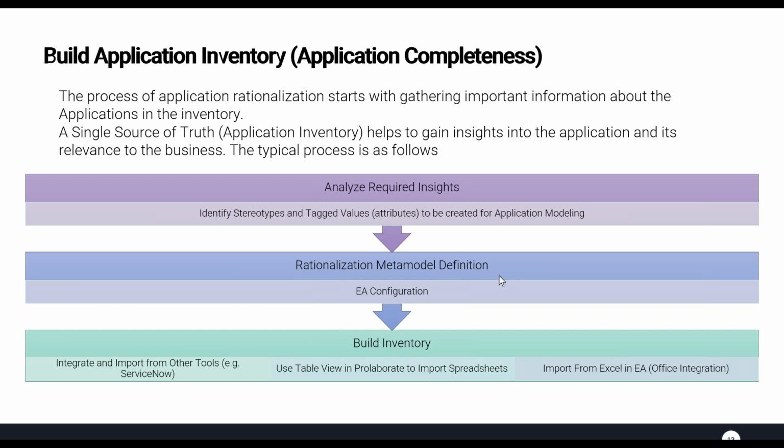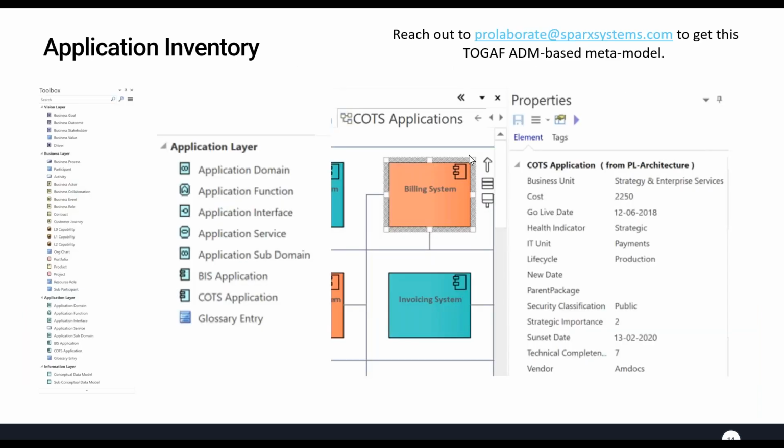So once we have a clear meta model in place, we could use several tools in the Sparx suite to import your applications into the application inventory. It could be an integration and import from external tools such as ServiceNow, or the Excel spreadsheets that are already available, and there is no particular format that EA expects. It's a very configurable import utility that I'll show you in a moment as well, and you can import that into EA as a starting point. Or there are also some web-based spreadsheets that you could use in Prolaborate to bulk create elements and edit elements.